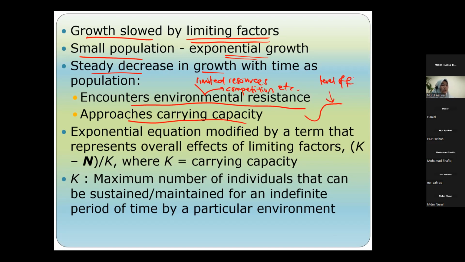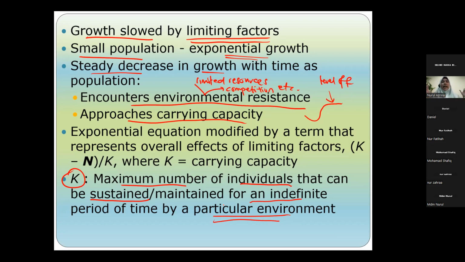Okay, right. So the exponential equation is modified by a term that represents the overall effect of limiting factors, K minus N over K, where K is carrying capacity. Okay, what is carrying capacity? Carrying capacity is the maximum number of individuals that can be supported or sustained for an indefinite period of time by a particular environment. Meaning to say, I'll give you an example.